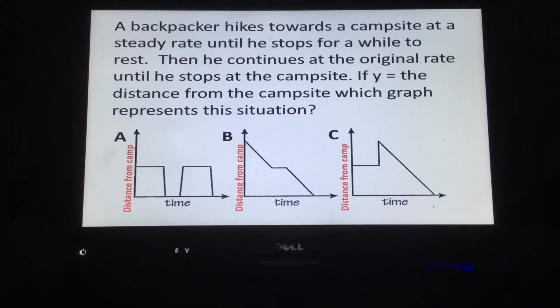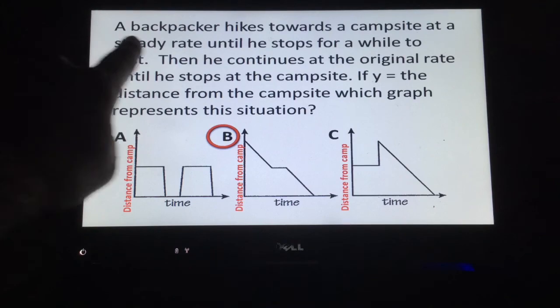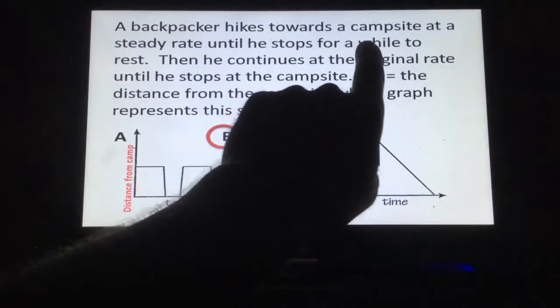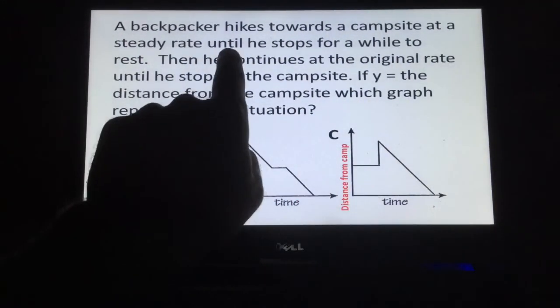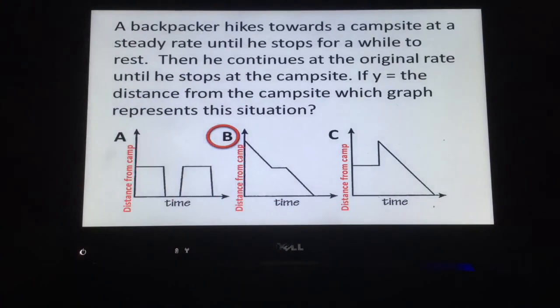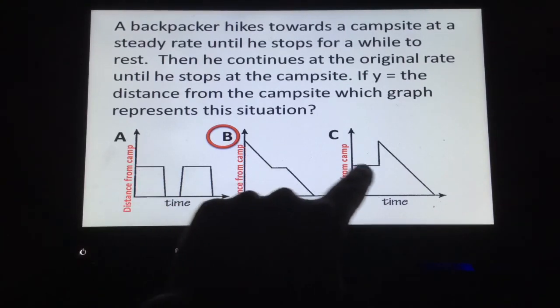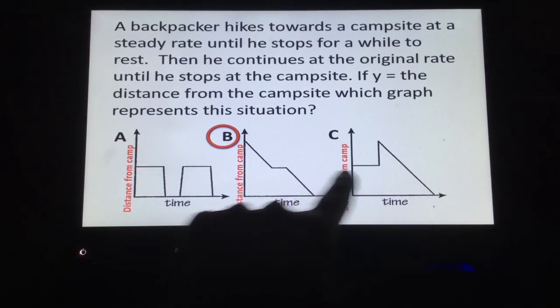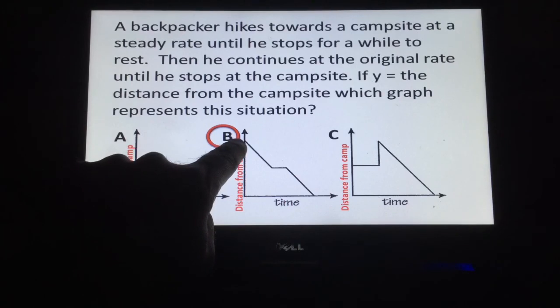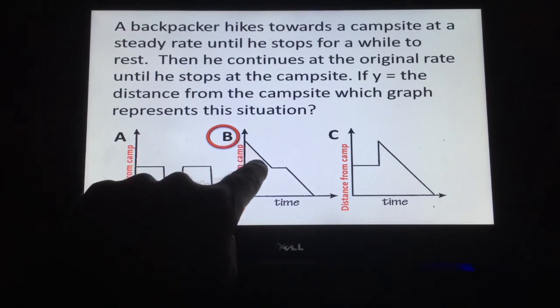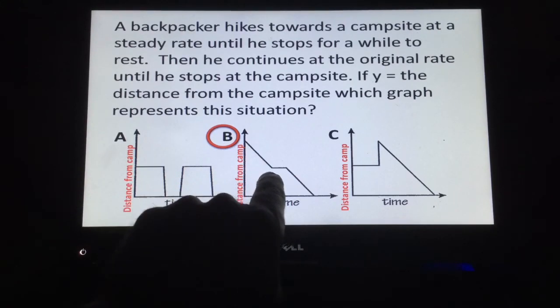All right, so the answer is B. Now, let's talk about why it's B. Now, it says right here that a backpacker hikes towards the campsite at a steady rate until he stops. So in this one, he already stopped. So this one is not him going towards it. Same thing over here. He's not moving. This is the only one where he is walking towards camp. Then he stops. So you can see that there's no distance change because he's resting.